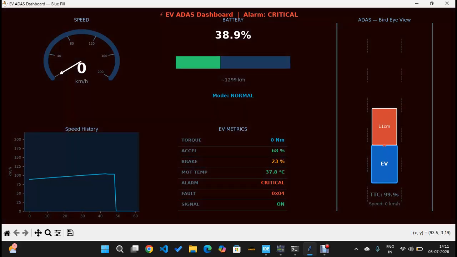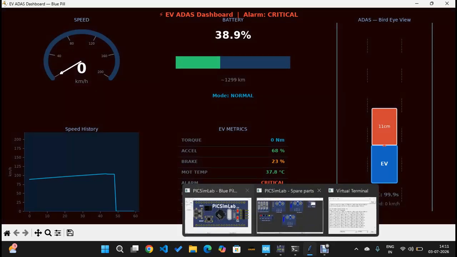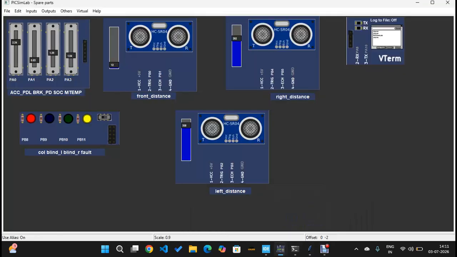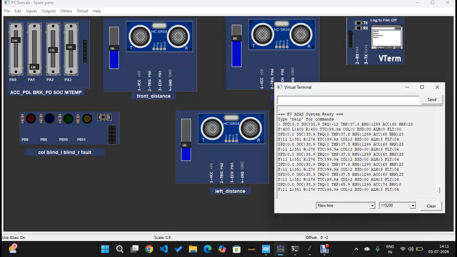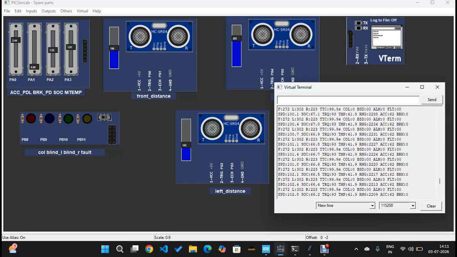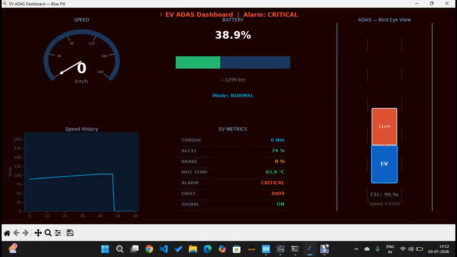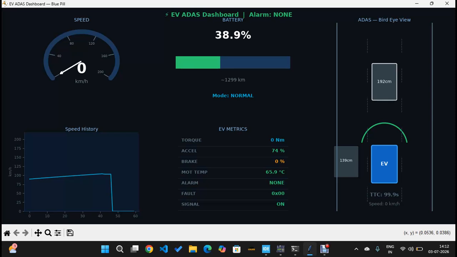The alarm is critical, and the battery is 30%, and speed. Let me do this first. Increase the speed and let me increase the acceleration. So this is the whole project, and now it is slowly increasing because I've set the threshold which is increasing very slowly, that's why. So now there is no alarm. The alarm is getting none. So this is the whole project.